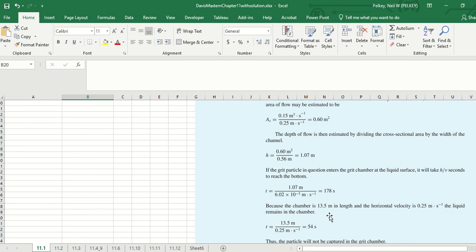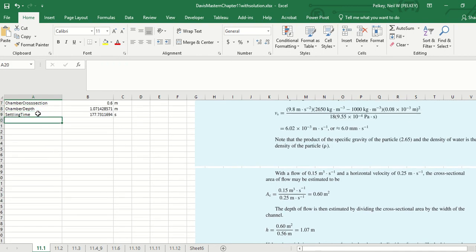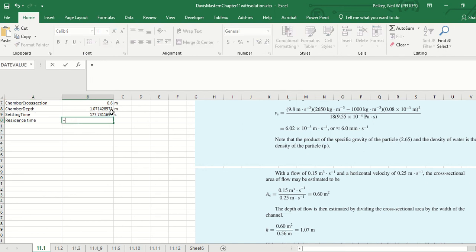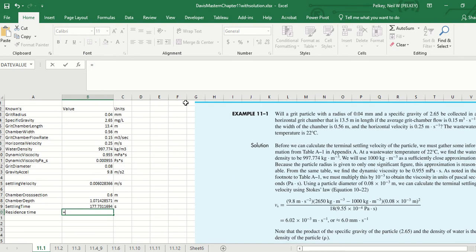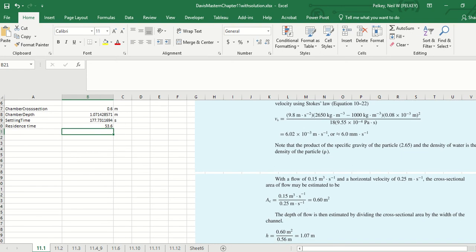So the liquid is going to be in the chamber for how long? If it's 13.5 meters by, and it's 0.25 meters per second, we would do a residence time, and that's going to equal our chamber length divided by the horizontal velocity. And then it's going to be there 53.6 seconds. Since it needed to be in there 177 seconds, that puppy's going right on out. And our grit chamber's not long enough. Great sadness.